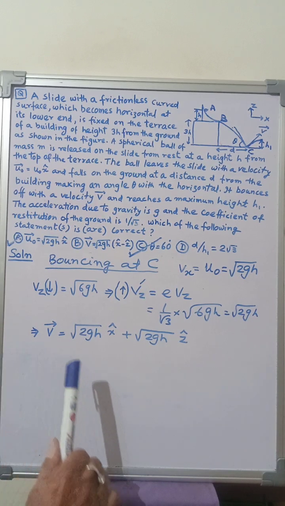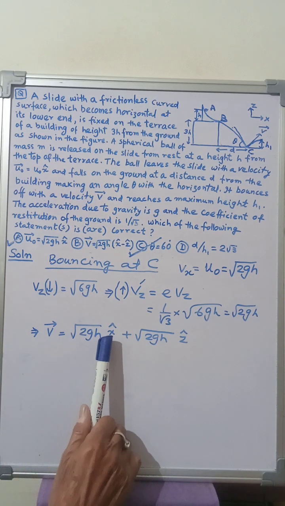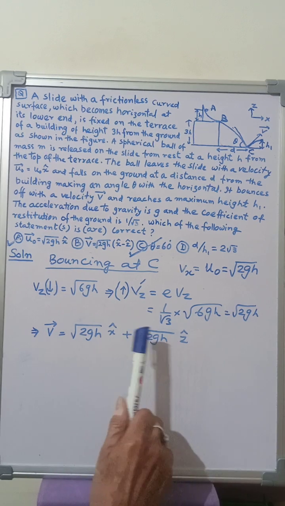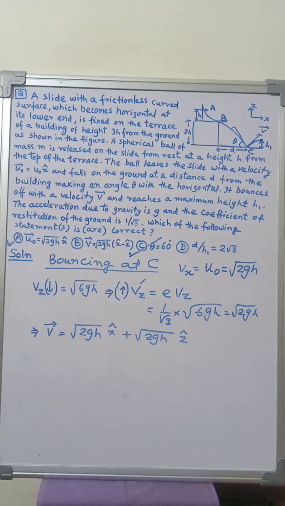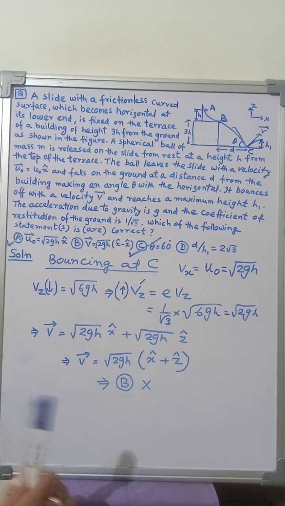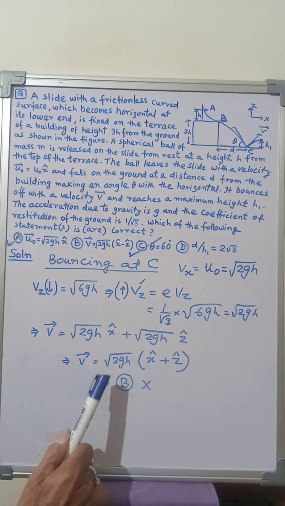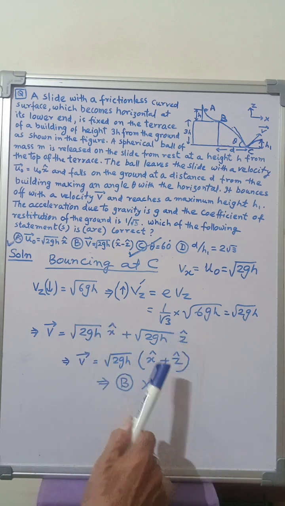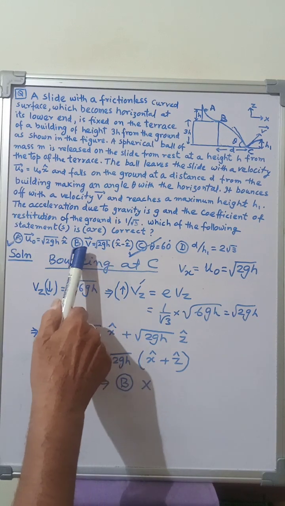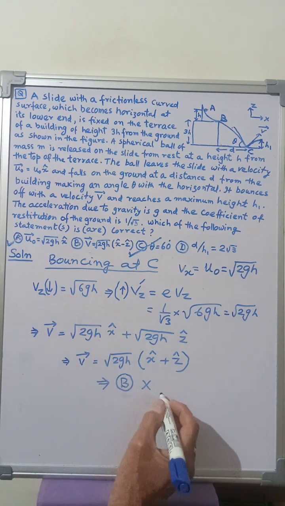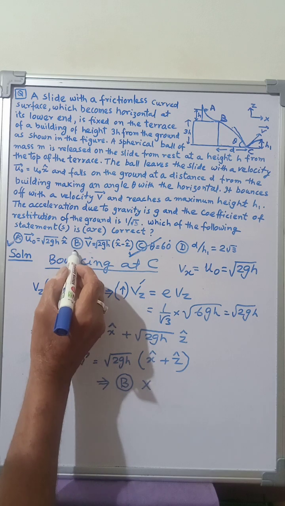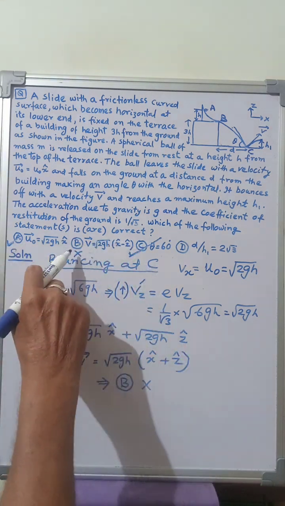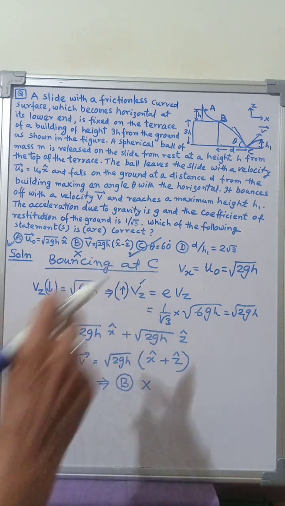Which gives v is equal to root over 2gh, the horizontal component, and root over 2gh z cap, that is your vertically upward component, which gives v = root over 2gh into (x cap plus z cap). Therefore, we get the option B is not correct. So this is not correct. So we have got A correct, B is not correct, C is correct, and let's examine D.